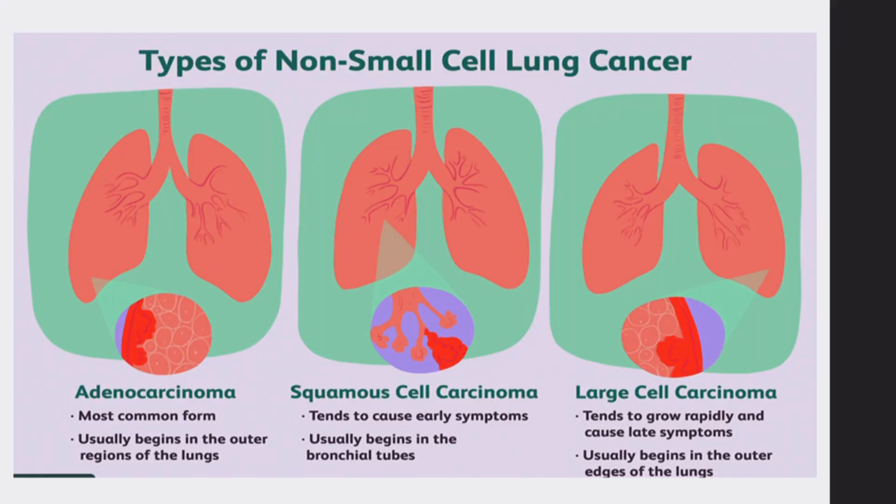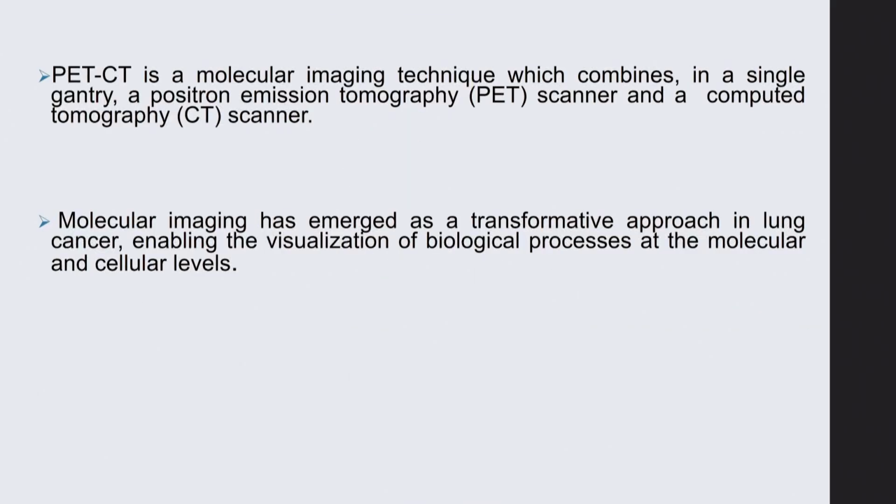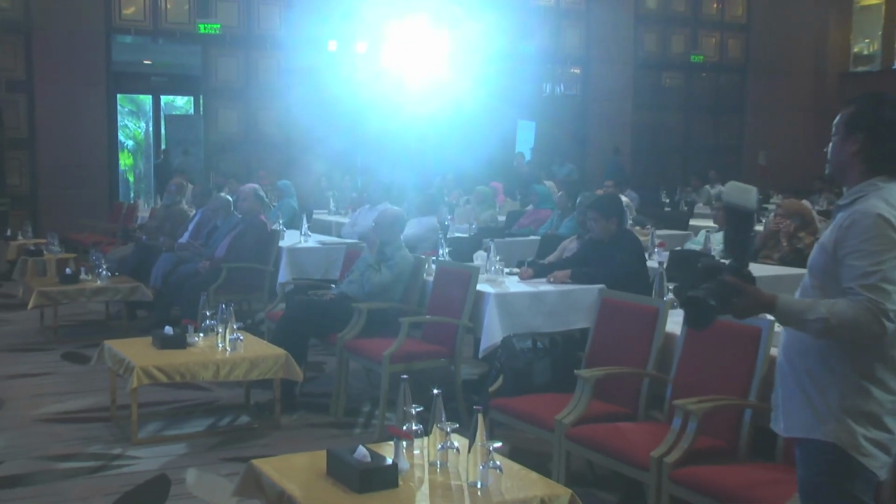Adenocarcinoma, squamous cell carcinoma, and large cell carcinoma are the subtypes of non-small cell lung cancer. Until now, these are the available treatment options for a patient with lung cancer. PET-CT is a molecular imaging technique which combines in a single gantry a positron emission tomography scanner and a CT scanner. Molecular imaging has emerged as a transformative approach in lung cancer, enabling the visualization of biological processes at the molecular and cellular levels.